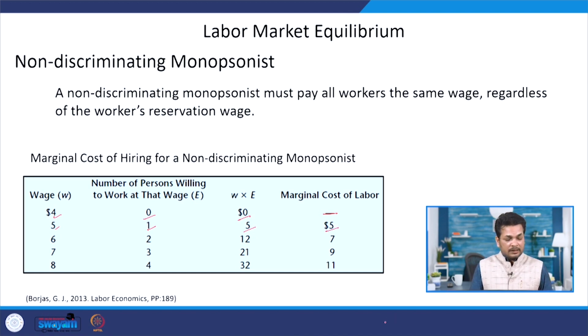When the firm increases the wage rate from 5 to 6, 2 workers are willing to work. So, the total cost for the firm is now 12, and the marginal cost of labor is 7. When the firm increases the wage rate from 6 to 7, 3 persons are willing to work. So, the total cost for the firm is 21 and the marginal cost is 9. So on and so forth, as the wage increases, the number of persons willing to work increases and the total cost also increases.